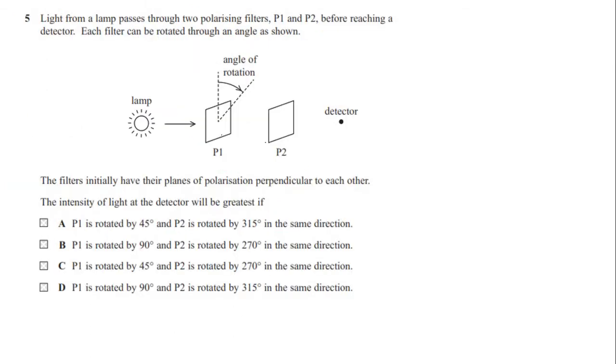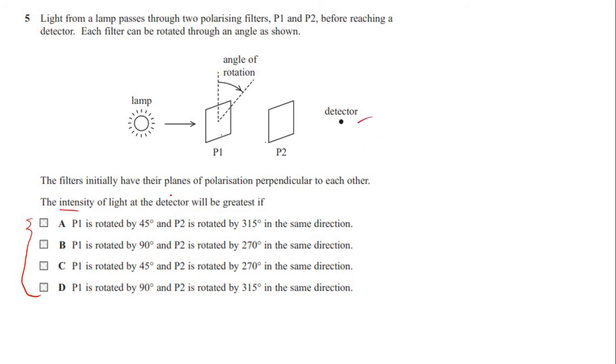Question number 5. Light from a lamp passes through two polarizing filters P1 and P2 before reaching a detector. Each filter can be rotated through an angle as shown. So we have a light, two filters and a detector, and both filters can be rotated in this direction. Filters initially have their planes of polarization perpendicular to each other. The intensity of the light at the detector will be greatest if. So we need to find which rotation is suitable for maximum intensity at the detector.